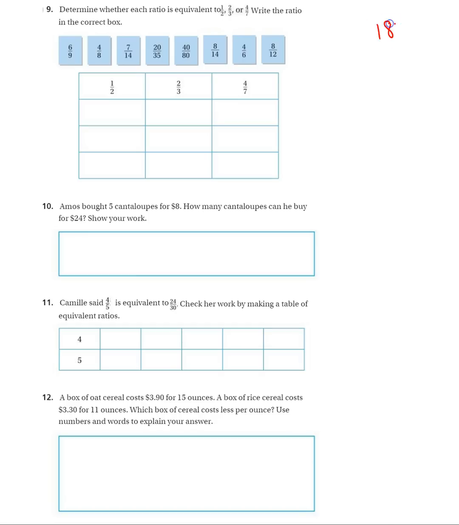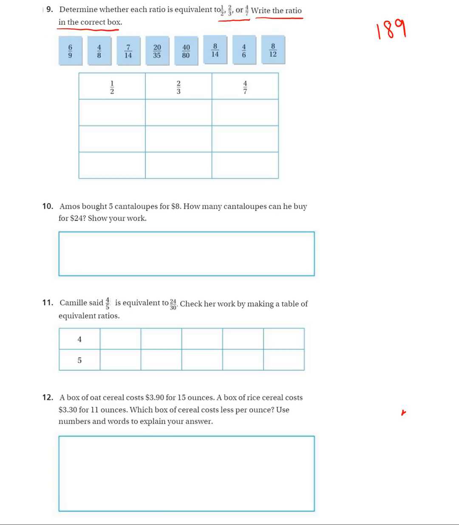Okay, now I'm on page 189 in the Chapter 4 test review. Let's get right to it. Determine whether each ratio is equivalent to 1/2, 2/3, or 4/7. Write the ratio in the correct box.